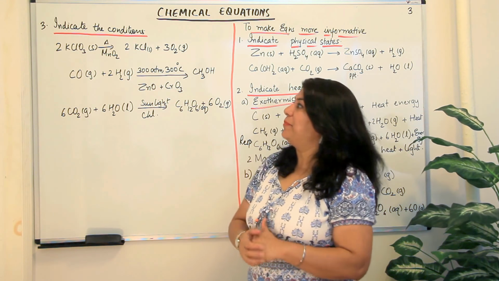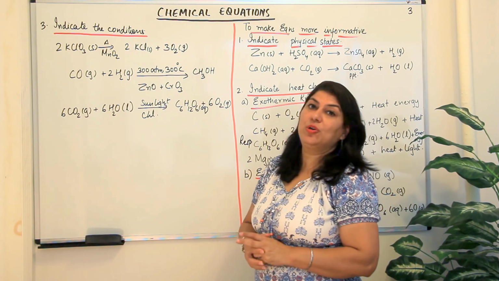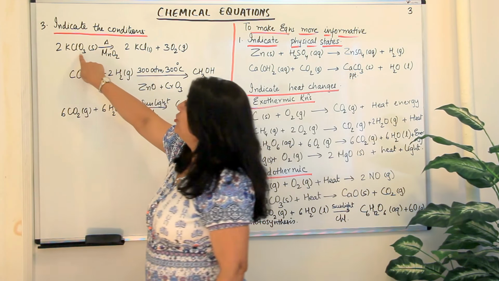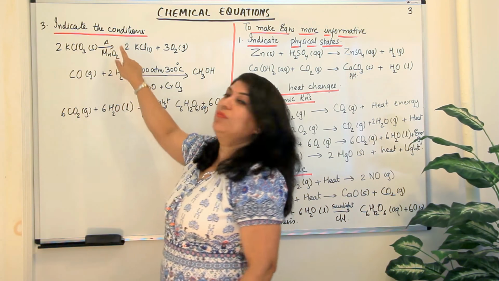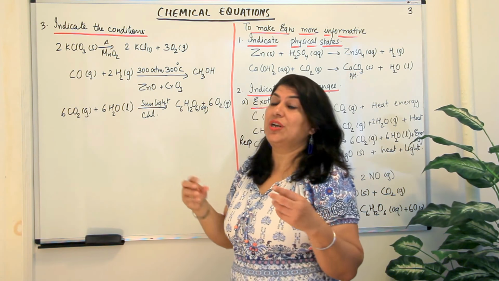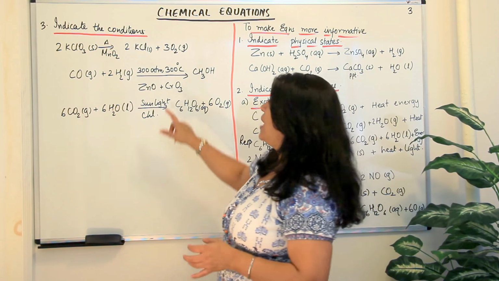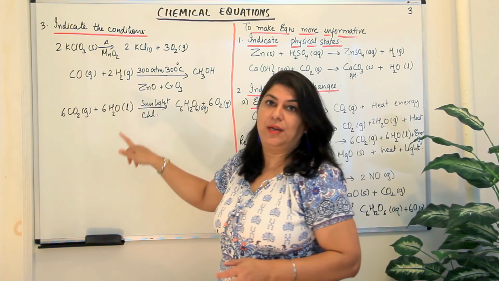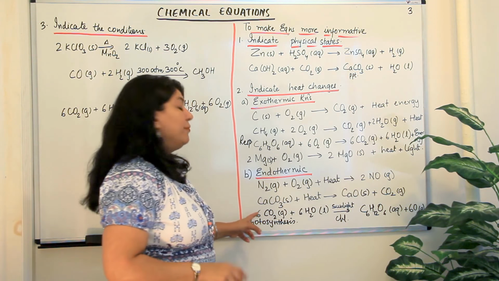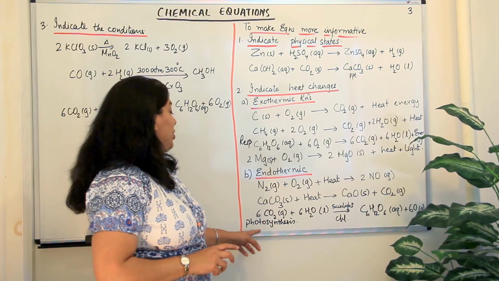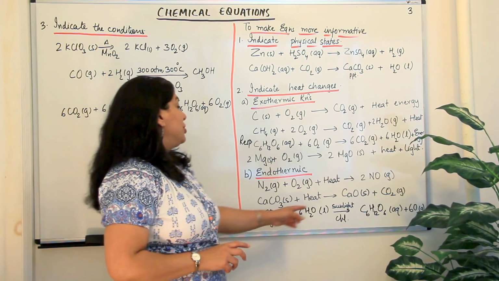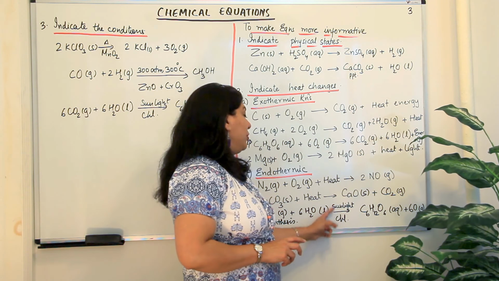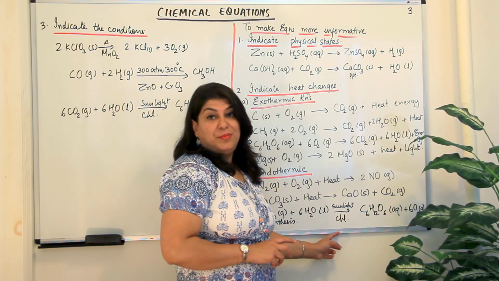Now we have three examples here. You have potassium chlorate, KClO3, which is solid, and how do we show the conditions of a reaction? We write the conditions of a reaction above and below the arrow mark. Did you notice here, when I wrote the equation for photosynthesis, I wrote the conditions, sunlight and chlorophyll, above and below the arrow.